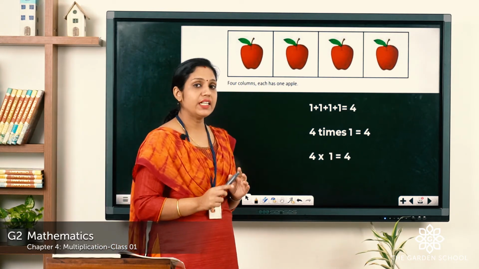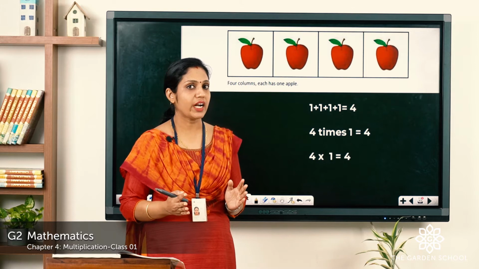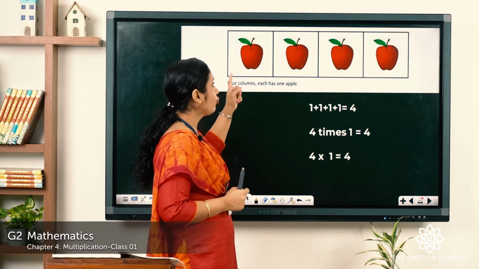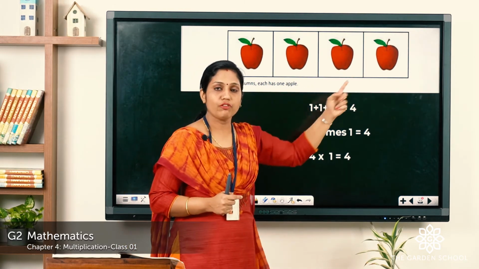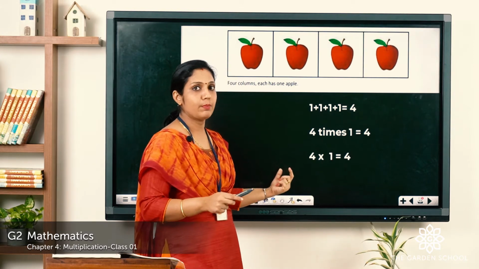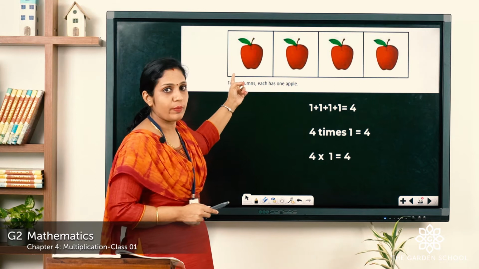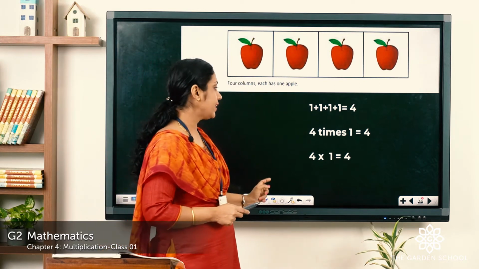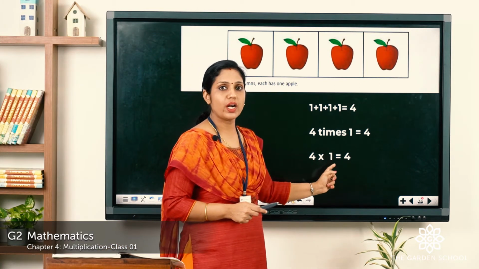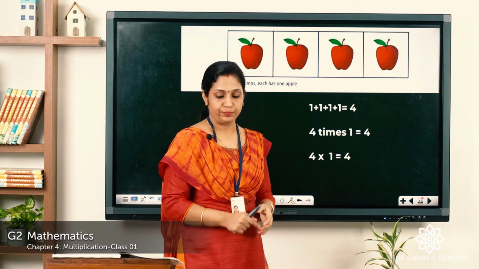Now we have to write this in multiplication form. How can we write this? We have 4 groups. So write the 4 first, then the symbol for multiplication, 4 into, and in each group how many are there? 1. So we can write it as 4 into 1 is equal to 4.